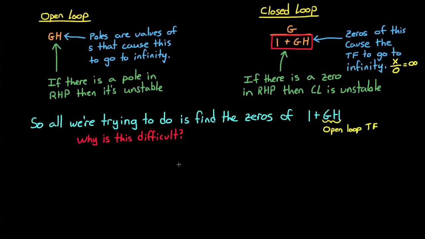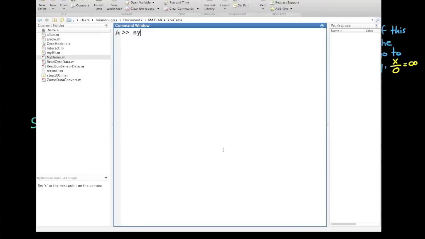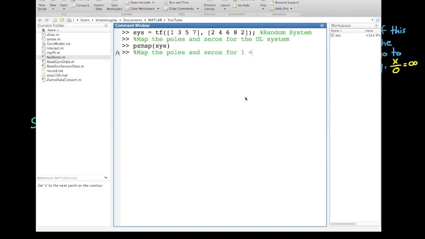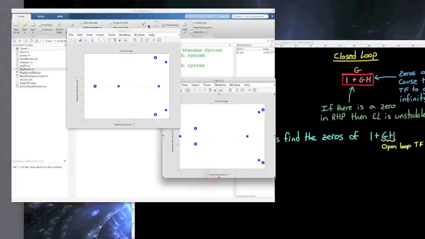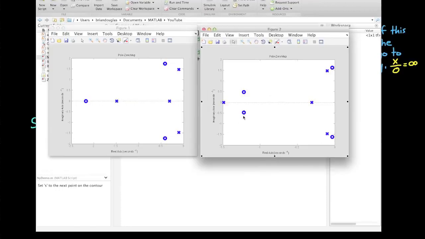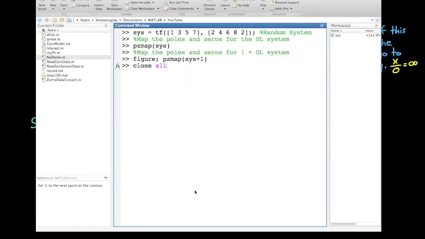So let me show you something real quick in MATLAB. I'll just generate a random transfer function called sys. I'll plot the locations of the poles and zeros for this open loop system. And then right next to it, I'm going to plot the poles and zeros of 1 plus the open loop system. So here you can see how the zeros in the right graph are not obviously related to the poles in the open loop system in the left graph. That's because when we add 1 to the open loop system, it can really move the poles and zeros around.